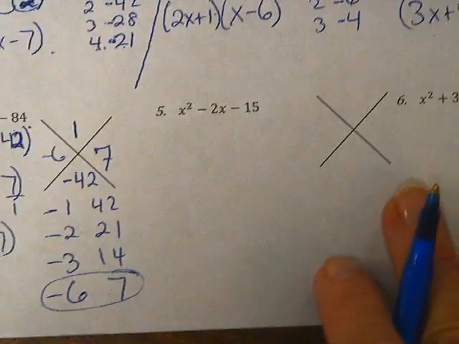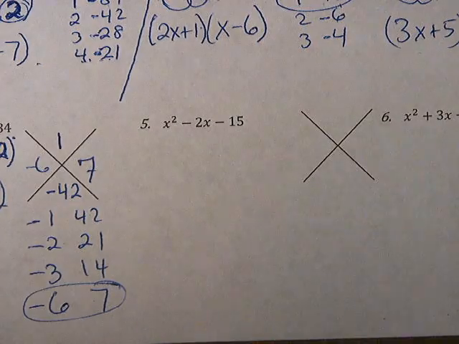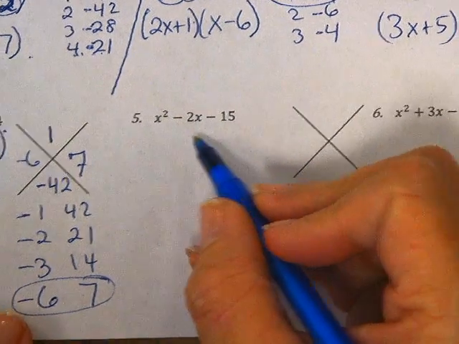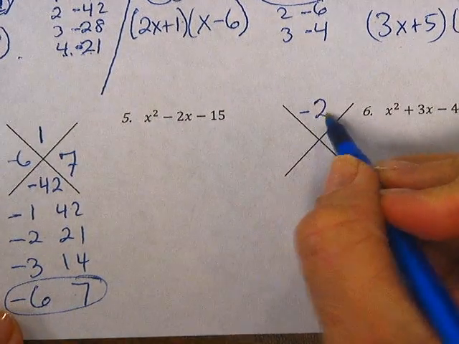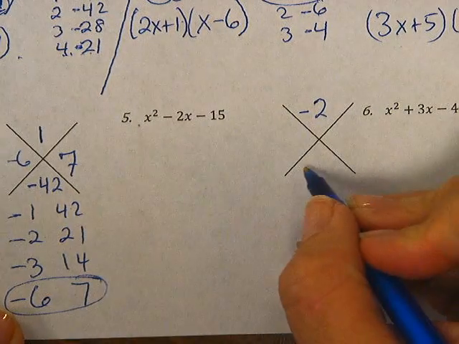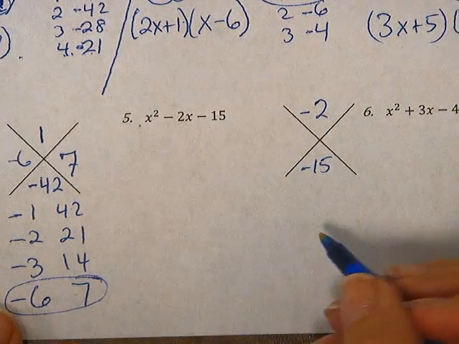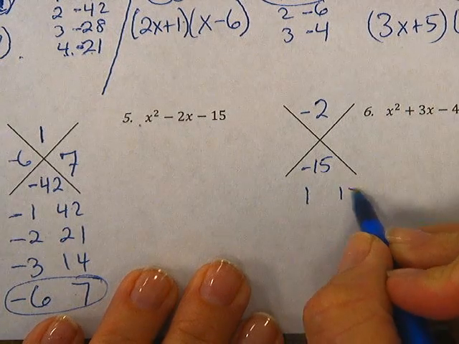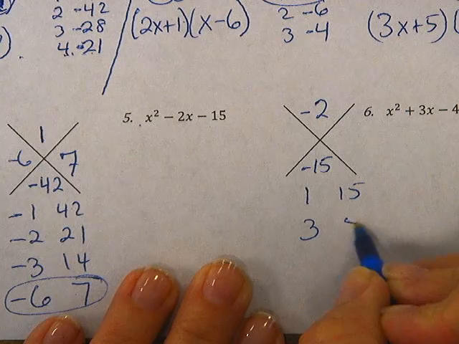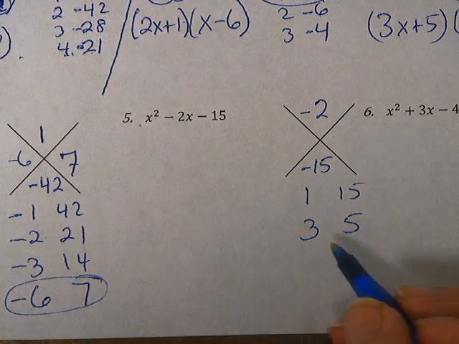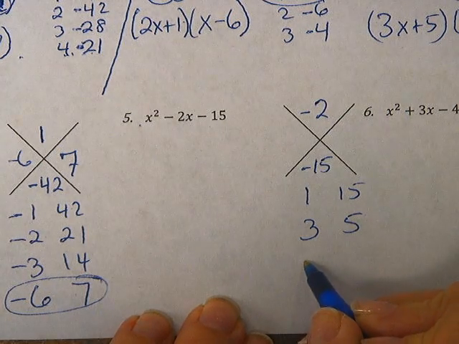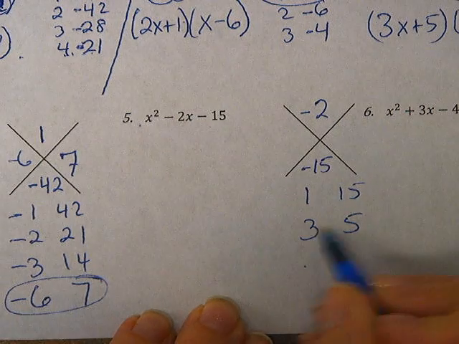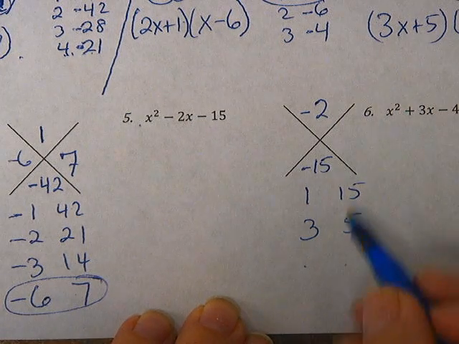Okay, number 5. Nothing in common to factor out in this problem. So I'm going to put a negative 2 at the top and then 1 times negative 15 at the bottom. So 15 does not have very many factors. We've got 1 times 15 or 3 times 5. I don't continue on because the next factor is 5. 5 times 3. So I've already got my factor pairs here.